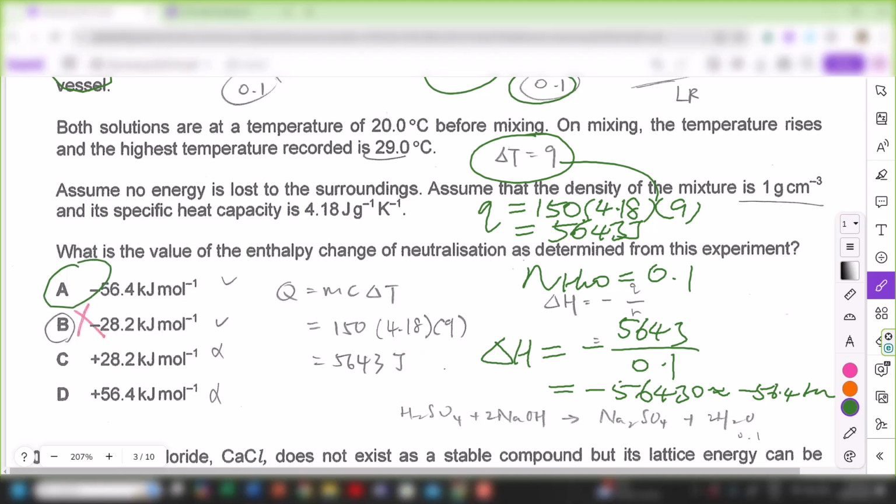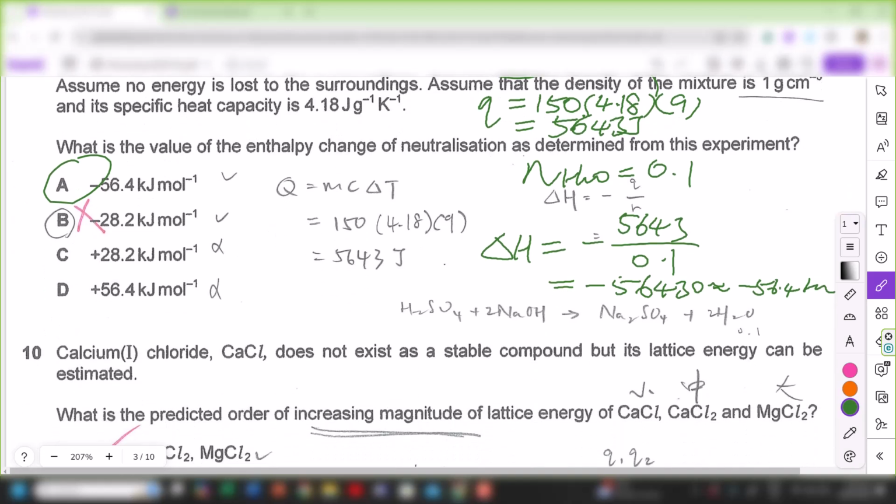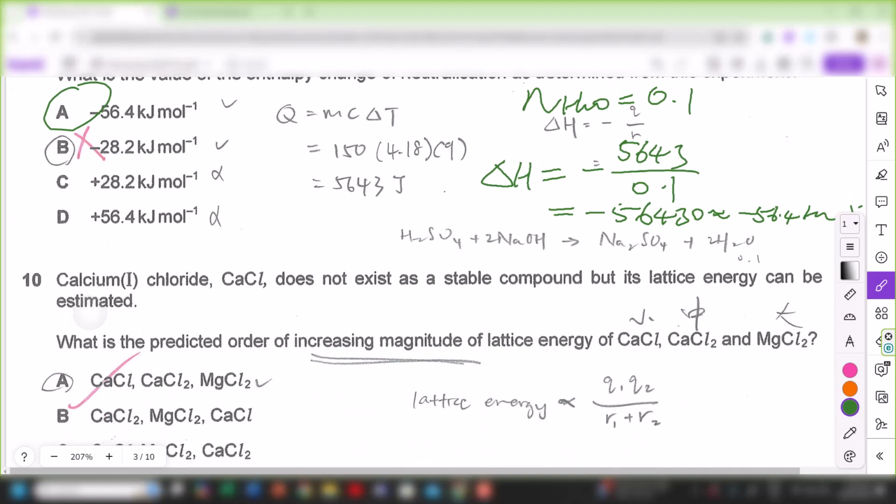Yeah, and if it's between a strong acid and a strong base, you're expecting the answer to be close to minus 58 kilojoules per mole. So remember that.